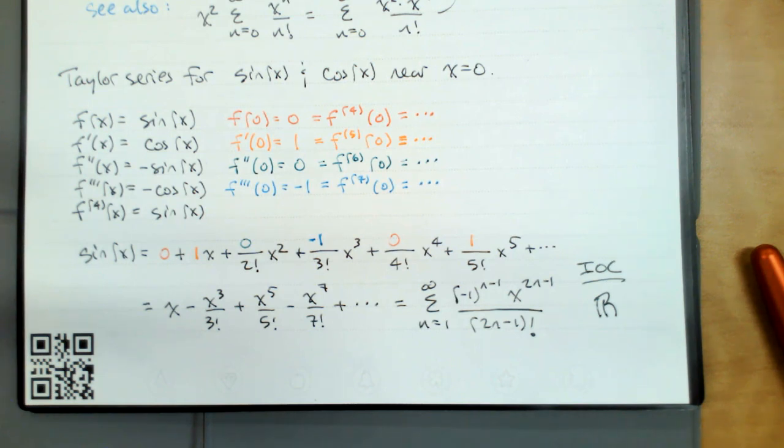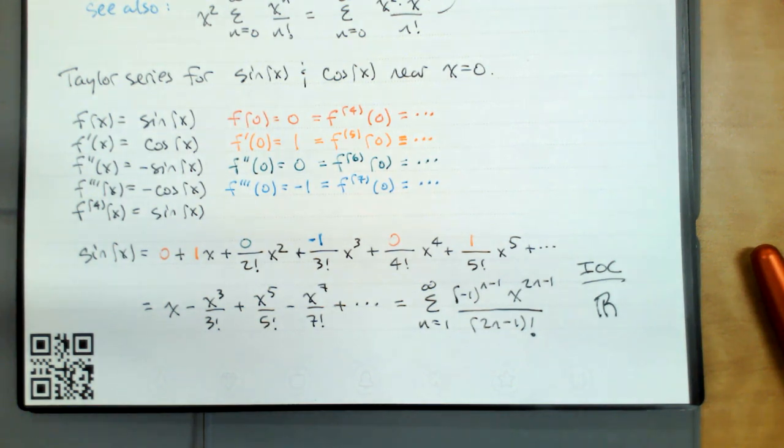So we can use this to find the series representation for cosine. The derivative of x is 1. Minus x cubed over 3 factorial, so I'd have 3x squared over 3 factorial. The 3's cancel out. And so we end up with 1 minus x squared over 2 factorial plus x to the 4th over 4 factorial minus x to the 6th over 6 factorial, and so on.